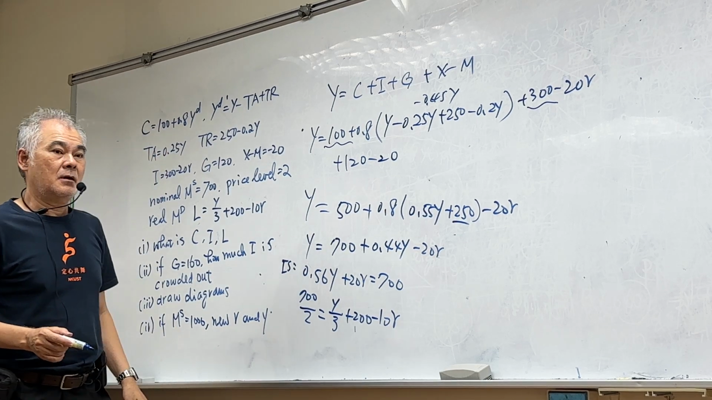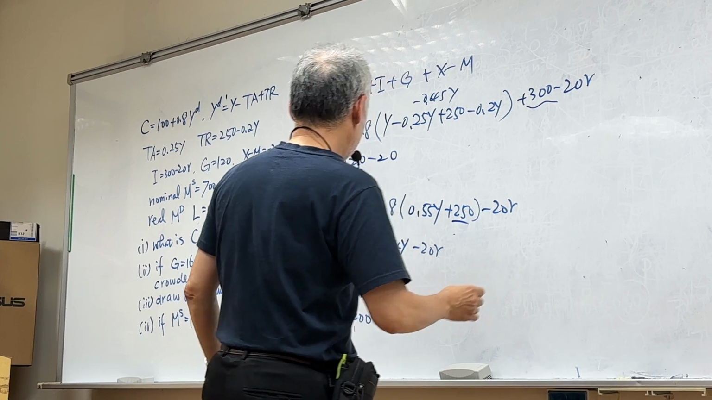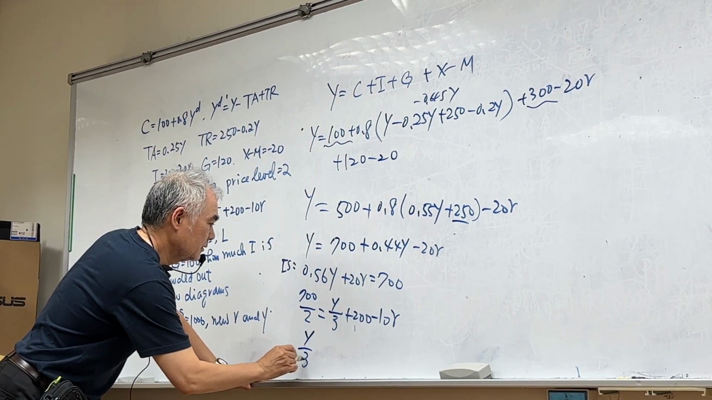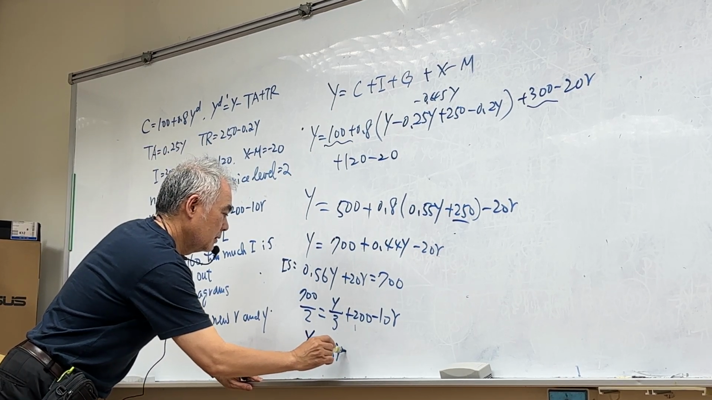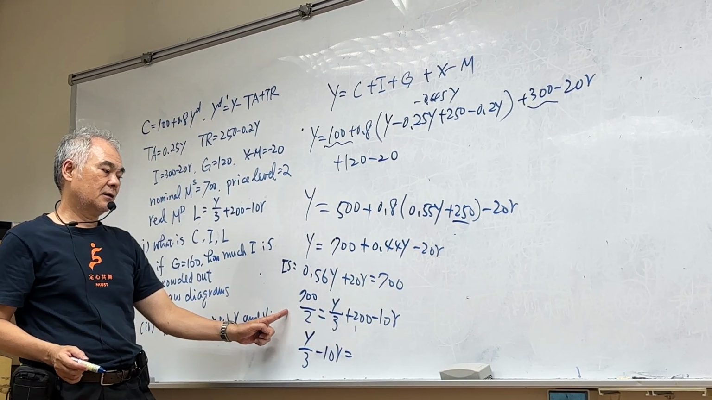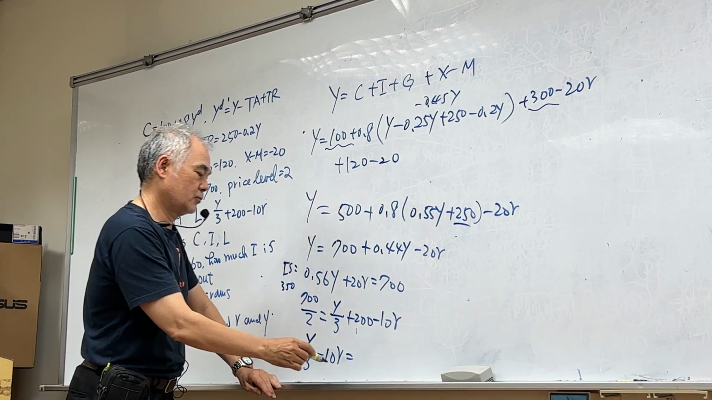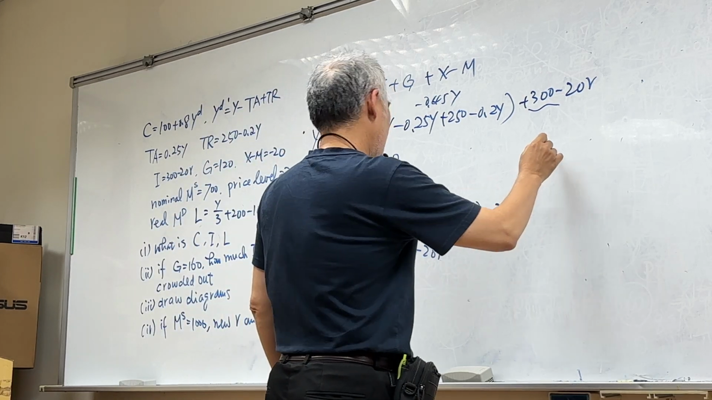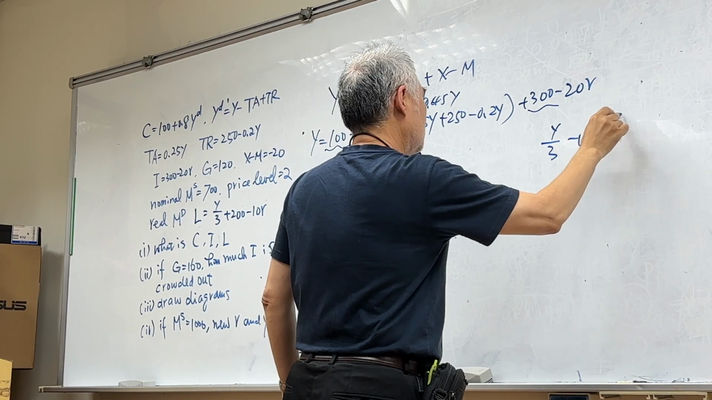Okay? So then we can just do it here, right? So y over 3 minus 10r is equal to, here you have 200, and move it to the other side. So here it is actually 350. So 350 minus 200 is 150. Okay? So then what you have is y over 3 minus 10r is equal to 150.